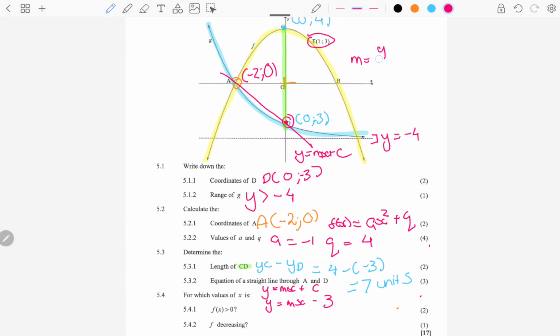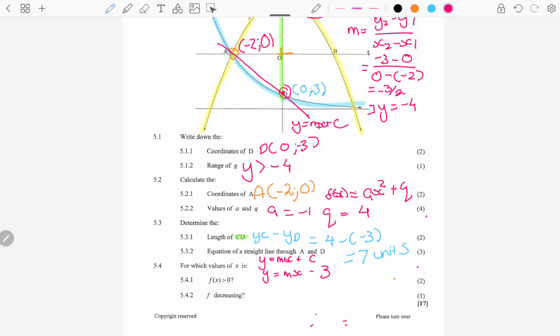We know how to calculate the gradient: m is equal to y2 minus y1 over x2 minus x1. Therefore, for y2, I'll let that be D, so minus 3 minus 0, over x2, which will be D's x, so 0 minus 2, which should equal minus 3 over 2. Therefore, the equation of the line passing through A and D is y equals negative 3 over 2 x minus 3. That's that.